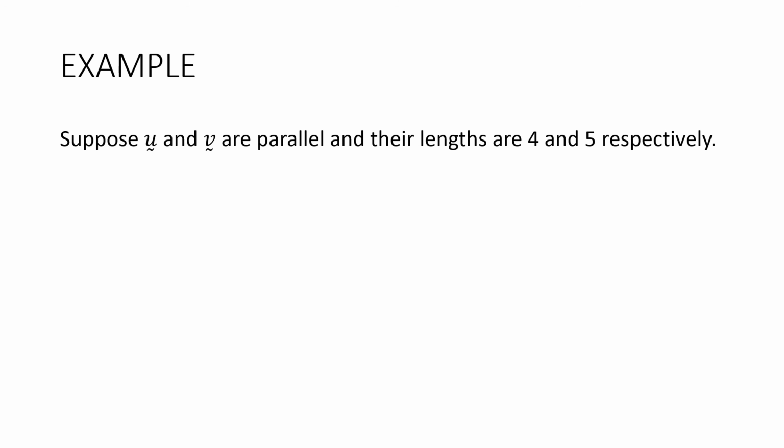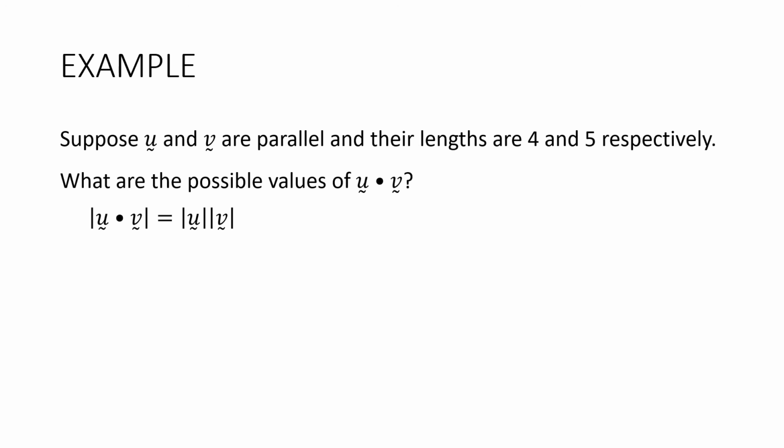And here's an example. Suppose u and v are parallel and their lengths are 4 and 5 respectively. What are the possible values of the dot product? Okay, because they're parallel, we know this. The absolute value of u dot v is equal to the magnitude of u times the magnitude of v. We know these. The magnitude of u is 4, the magnitude of v is 5, and 4 times 5 is 20. So what could this be? This could be positive 20 or negative 20. And there's our answer.